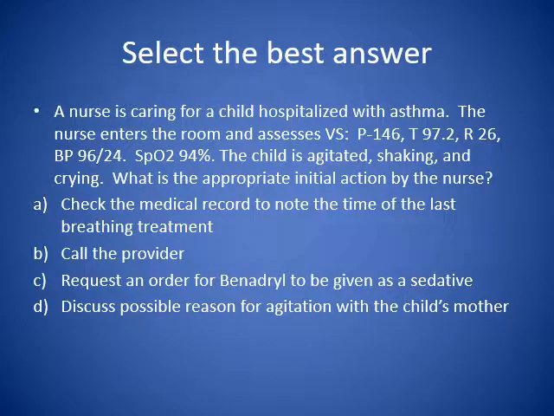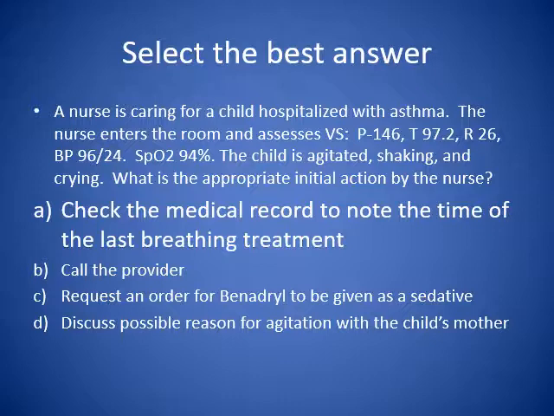A nurse is caring for a child hospitalized with asthma. The nurse enters the room and assesses the vital signs. Pulse is 146, temperature is 97.2, respirations are 26, blood pressure is 96 over 24, SAT is 94%. The child is agitated, shaking, and crying. What is the appropriate initial action by the nurse? Check the medical record to note the time of the last breathing treatment, call the provider, request an order for Benadryl to be given as a sedative, or discuss possible reason for agitation with the child's mother.